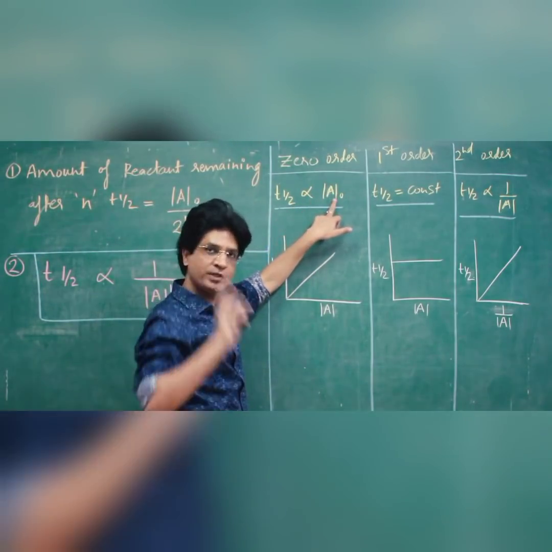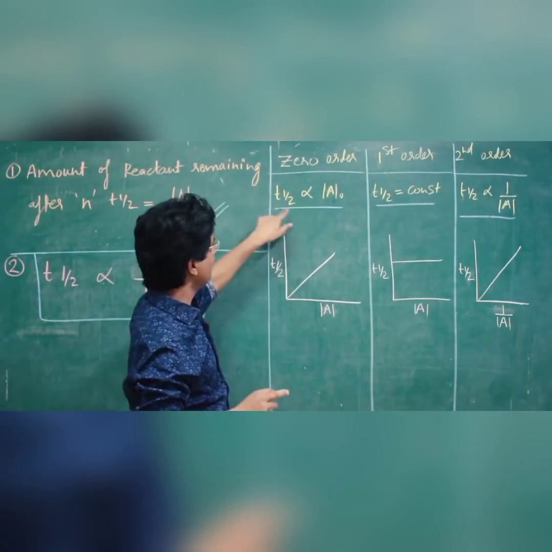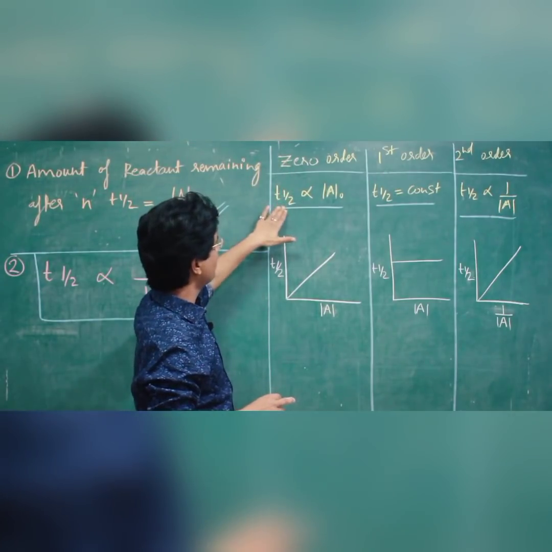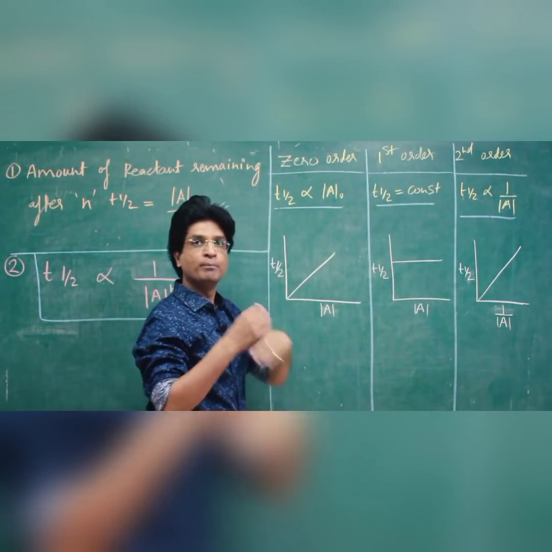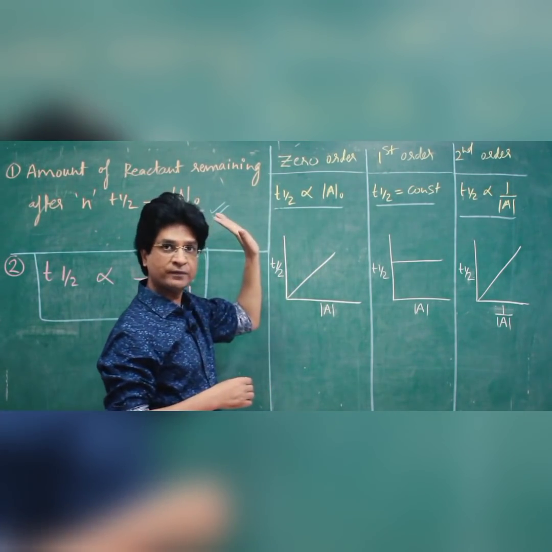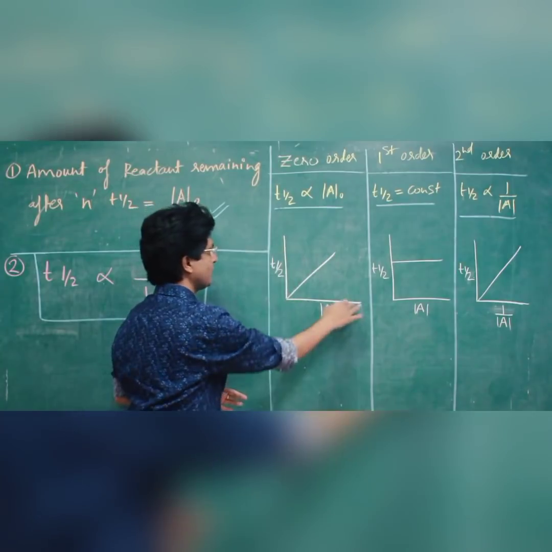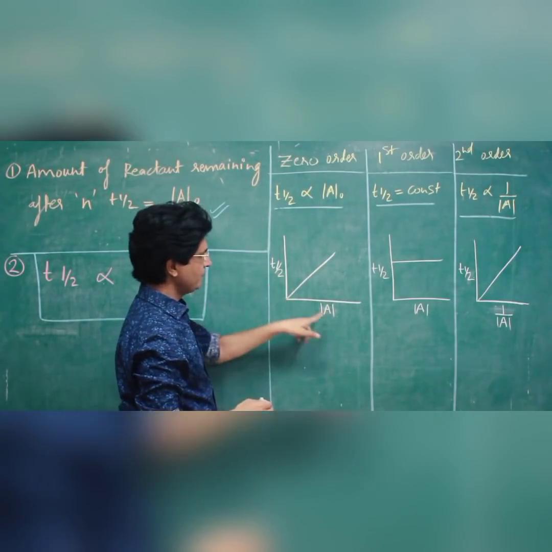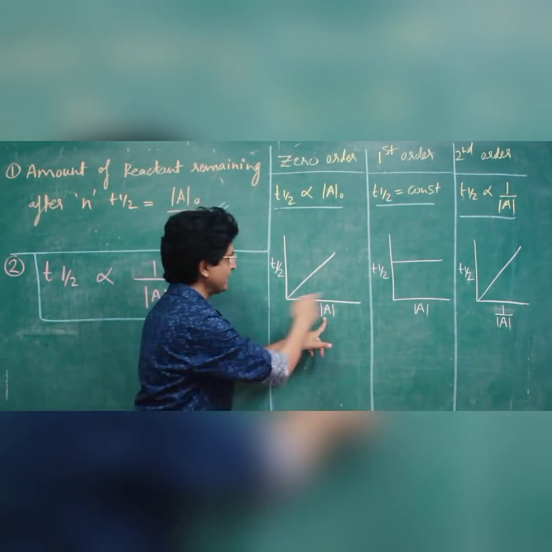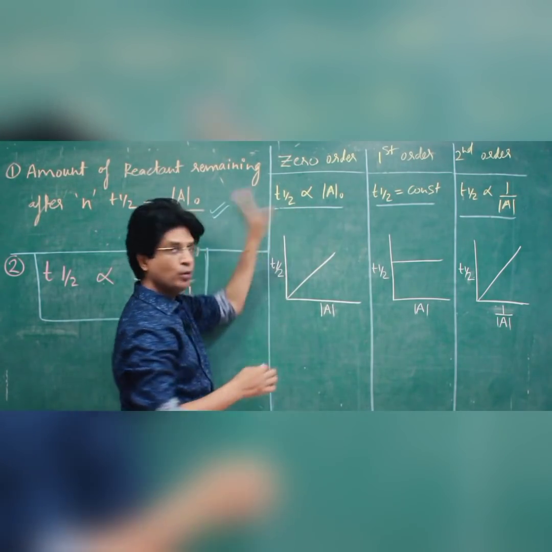We have earlier seen in the zero order reaction also. So that means for a zero order reaction, half-life is proportional to A naught. More the amount, more the half-life. Remember that. And the plot of this graph will be half-life on the y-axis, A on the x-axis.